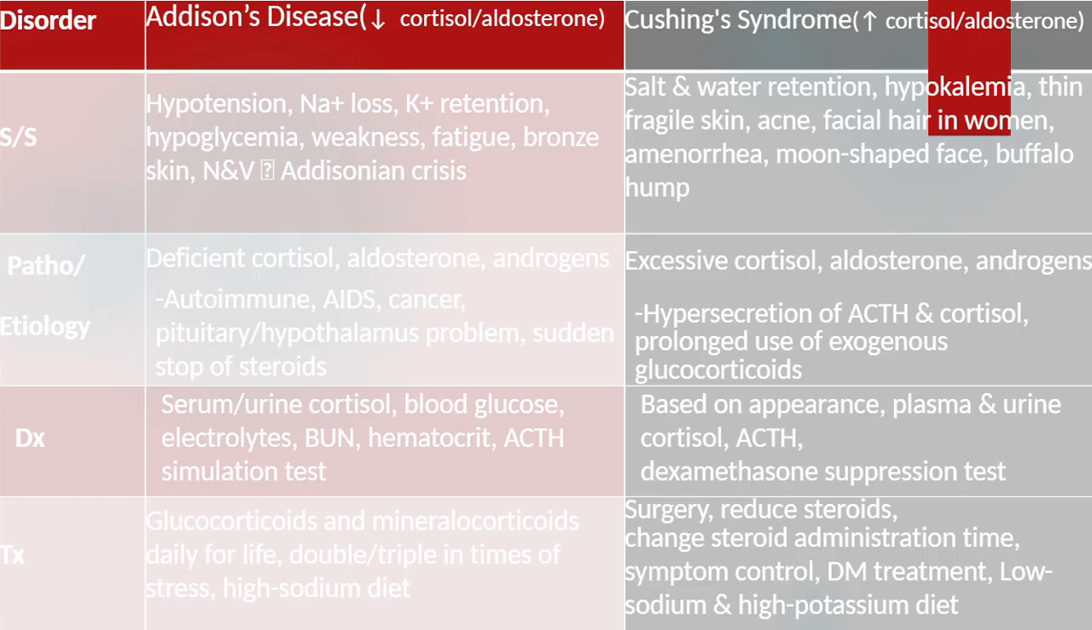Secondary Addison's disease occurs when the pituitary gland or hypothalamus does not produce enough ACTH to stimulate the adrenal glands. This can also happen when long-term corticosteroids are suddenly stopped because the body's natural cortisol production has been suppressed.